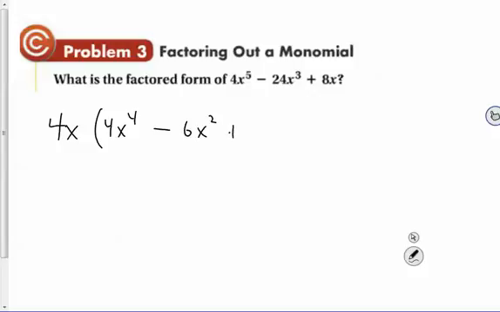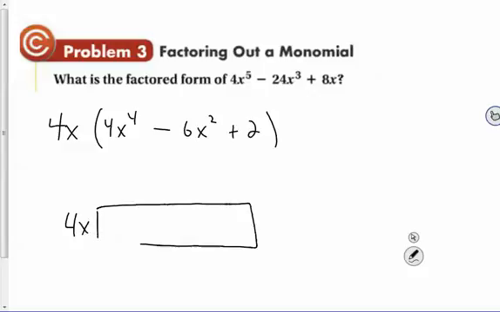That's a positive 2. Now, another way you can do this is, I'm going to go 4x like this, right? And then I'm going to go like that. And inside of here, I have 4x to the 4th minus 6x squared plus 2. Now work backwards. 4x times what will get me, I'm sorry, this is supposed to be x to the 4th. 4x times what will get me 4x to the 5th?